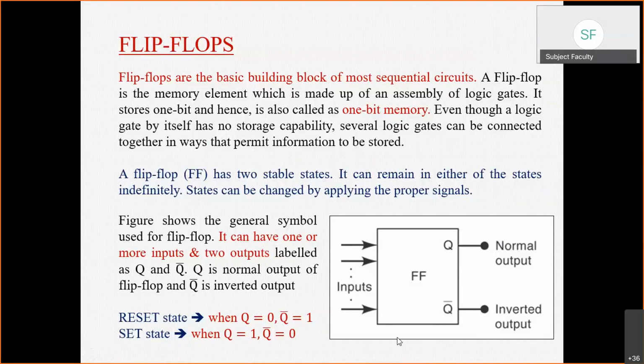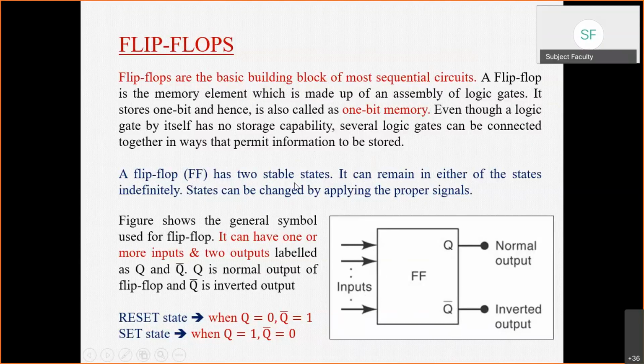Right? This is a very important point. You have to remember that Q and Q bar are the outputs of flip-flop, and these outputs are always complementary to each other. If the value of Q is 1, then Q bar will be 0. If the value of Q is 0, then Q bar will be 1.